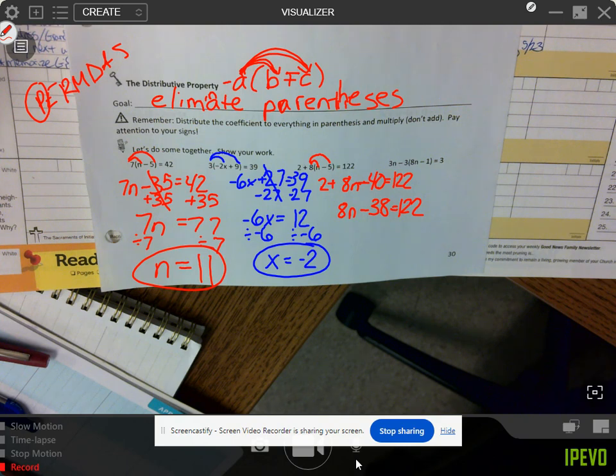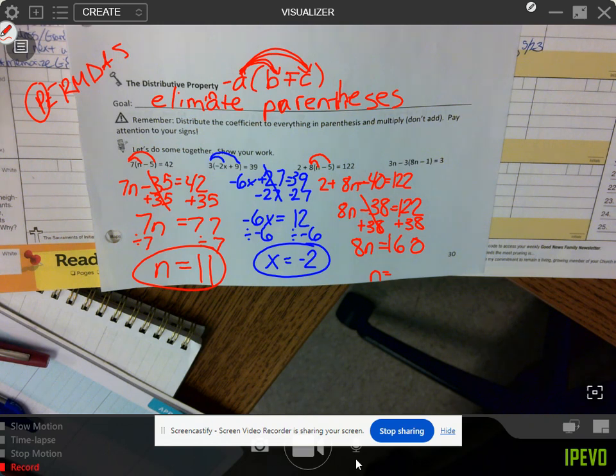Oh, you're stretching. Lucas? Add 38 to 122. I'm sorry, say that one more time for me. Add 38 to negative 38 and 122. Okay, so I'm adding 38, so minus 38 plus 38 zeros out. So I have 8n, 122 plus 38 is 160. So now how do I get n by itself?